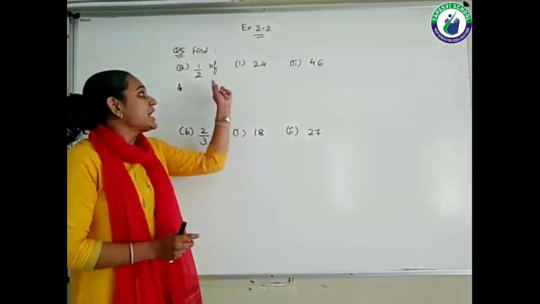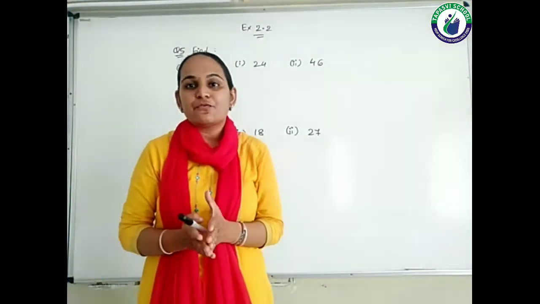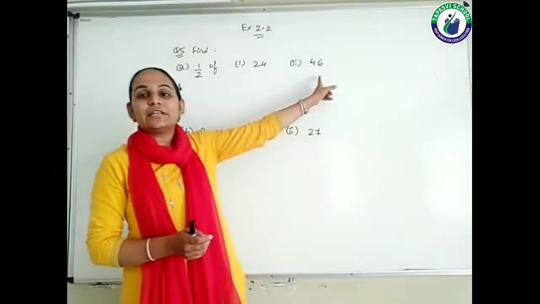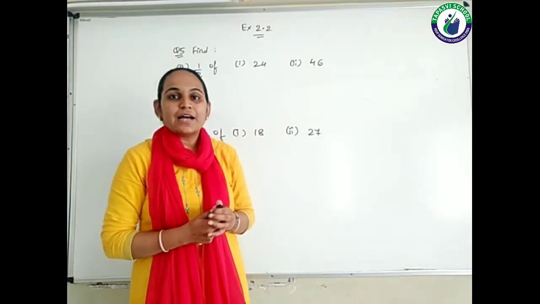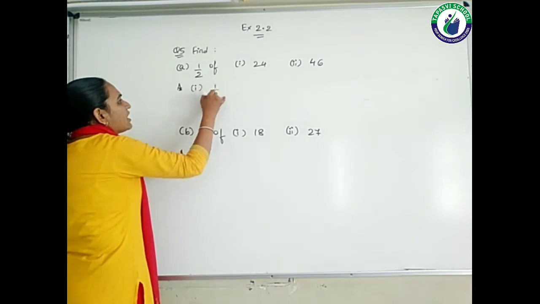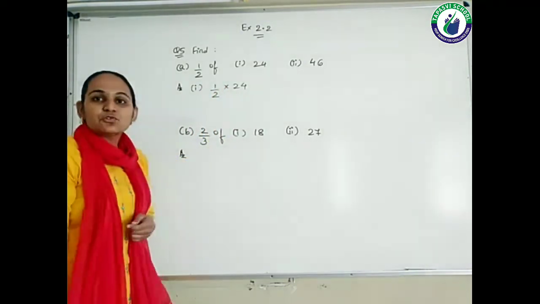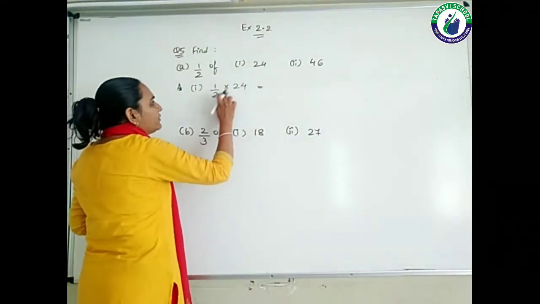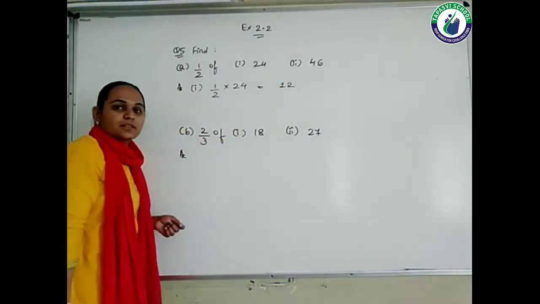What you are supposed to find, students? First question is half of 24. We all know how to do the half. Next one is half of 46. So let's calculate it and get the answer. First one, half of 24, that means we have to solve like this. So 24 divided by 2, then you will get the answer as 12.